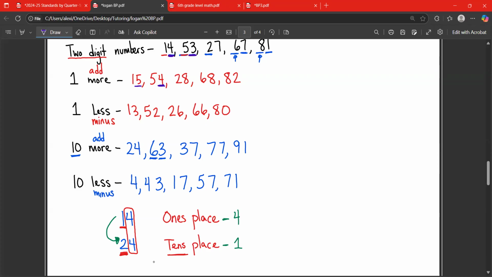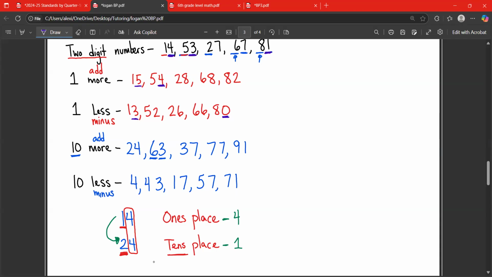Let's look at one less. Well, that means in the ones place, we had to take it down by 1. All right, so we have 14. The 4 is in the ones place. If we take that down by 1, we get 3. And look, the tens place stayed the same. Let's look at 81. The 1 is in the ones place. If we take it down 1, we put the 0, and we actually write the 0 for this. But the 8 stayed the same. So you can use the fist method, or sometimes you can use the shortcut method.